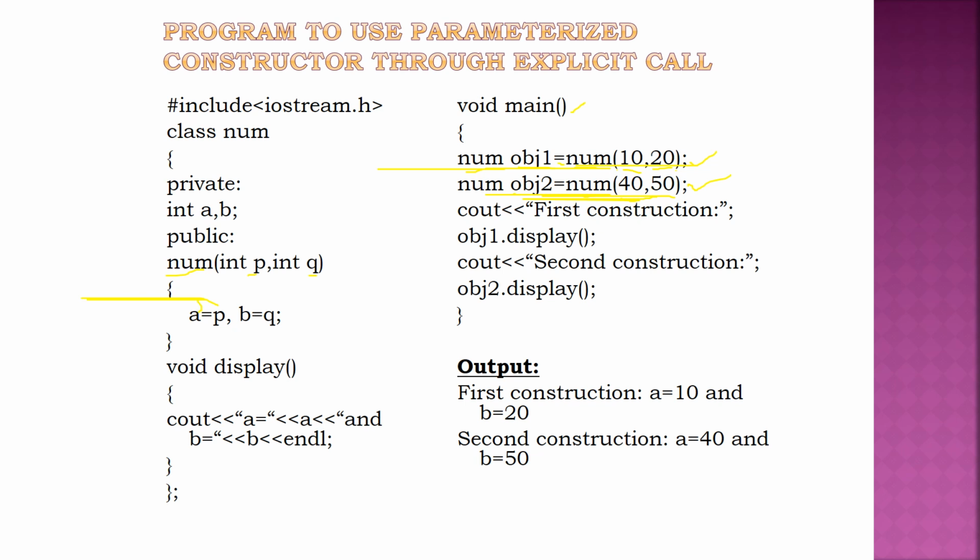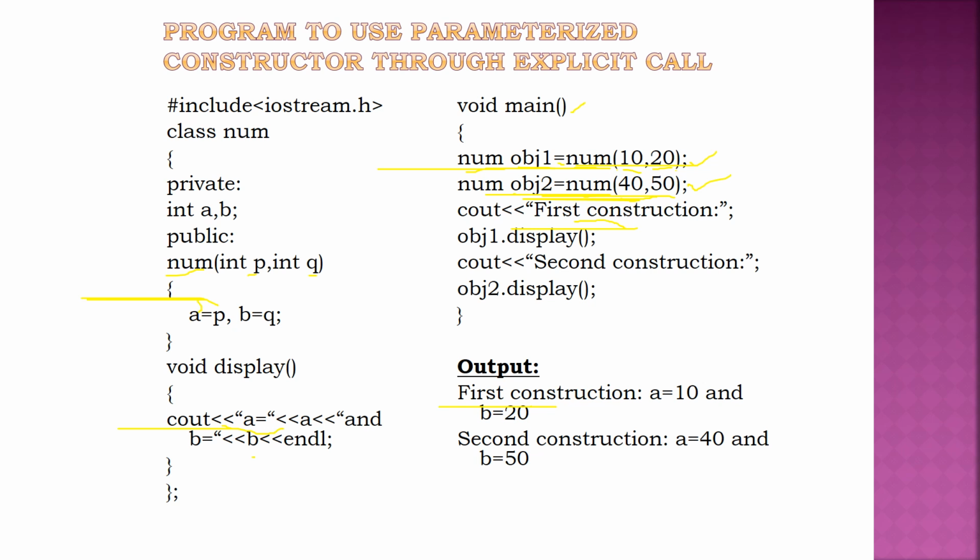Next, in the main program, I have written cout the first constructor. In the output, the first constructor will be displayed, and I have accessed the member function called display. Once I access the member function display, what have I written here? That is cout A is equal to the first value, A is 10 and B is 20. Which object is being accessed? Object 1 is accessed, so the display shows that for the first constructor, A is equal to 10 and B is equal to 20.